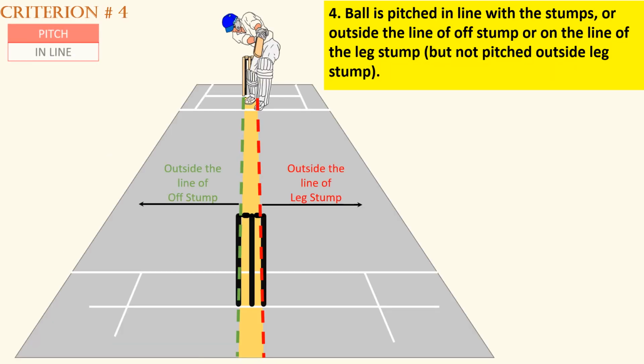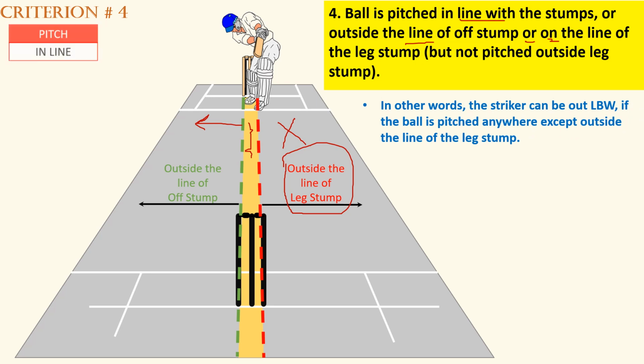Now let's consider condition number 4, which says that the ball is pitched in line with the stumps or outside the line of off stump or on the line of the leg stump, but is not pitched outside the leg stump. In simple words, the ball thrown by the bowler has to be pitched either in the yellow area, that is the stump line, or onto the off side of the batsman. It cannot be onto the leg side of the batsman. That is, outside the line of leg stump, the ball cannot be pitched. If the ball is pitched outside the line of leg stump, then the batsman cannot be called out LBW.